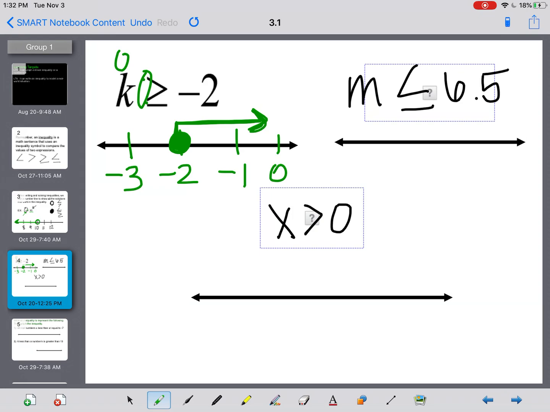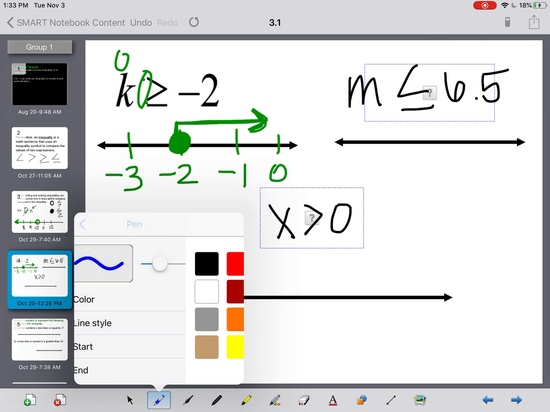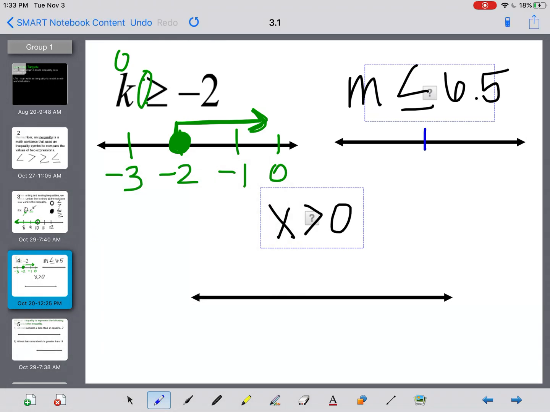A great way to check to see if this works is to choose a number that you have shaded in. So over here, this would be 0. If I put a 0 right here, is 0 greater than or equal to -2? Yes, which means it should be shaded and we did the right thing.